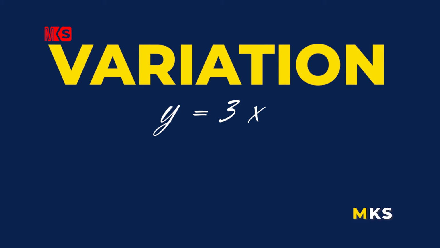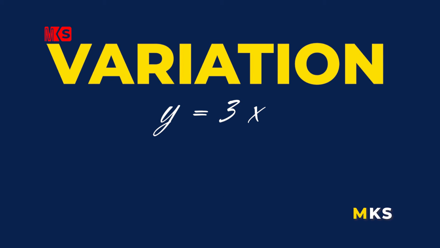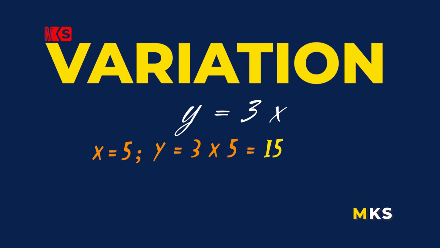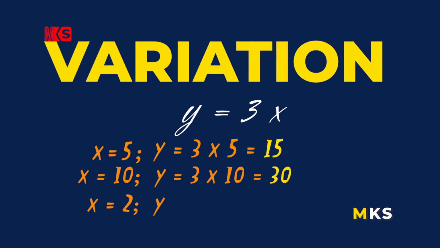Here in this case, this y and x, they are variables. The value of y is 3 times the value of x. For some specific value of x, say x is equal to 5, y will be 15. 3 times 5 is 15. If I change the value of x, say if I take it 10, y will become 30. If I take x is equal to 2, the value of y will become 6.